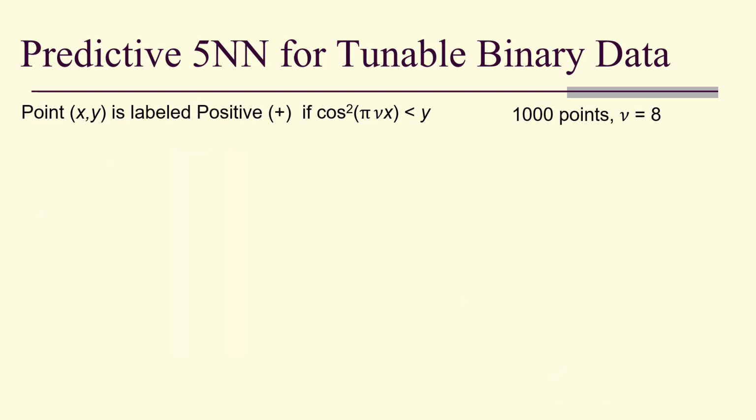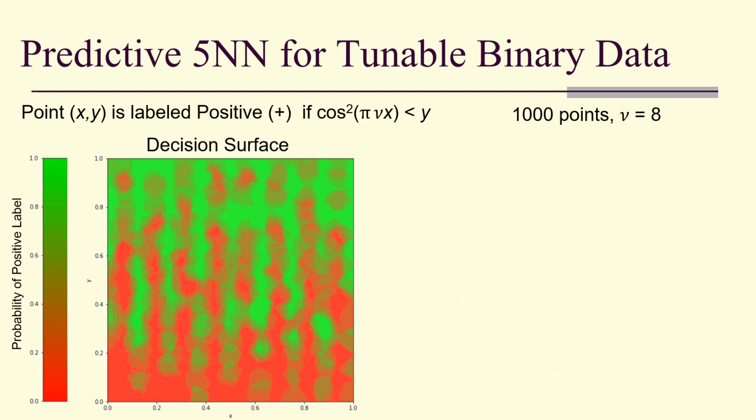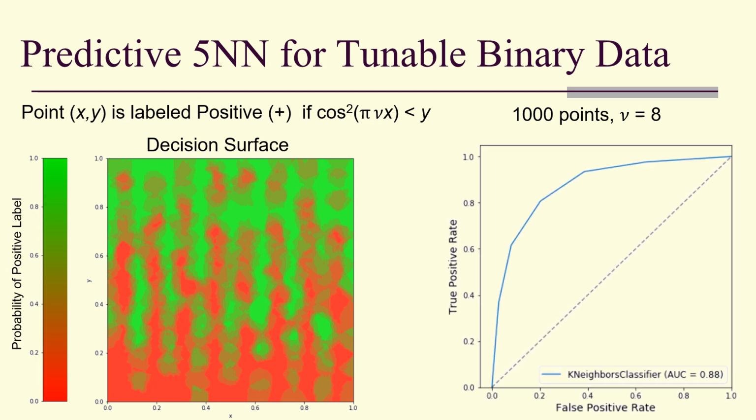Now let's suppose we went up to n equals 8. Our decision surface doesn't look nearly as good. We've lost some of the vertical detail. And not surprisingly, our receiver operating characteristic is not as good. The area under the curve is only 0.88. Notice once again, however, that our threshold is 0.6.